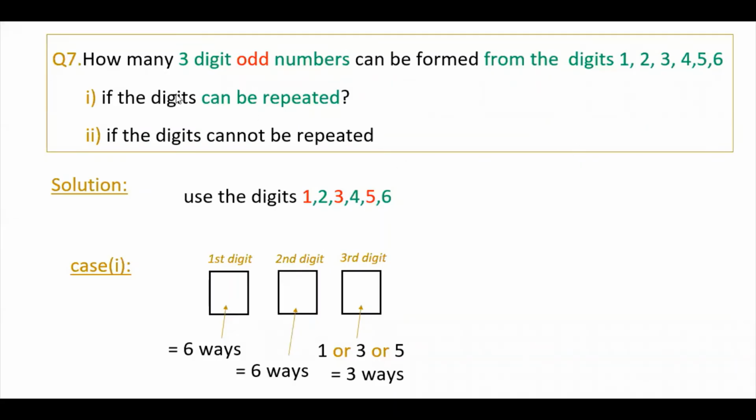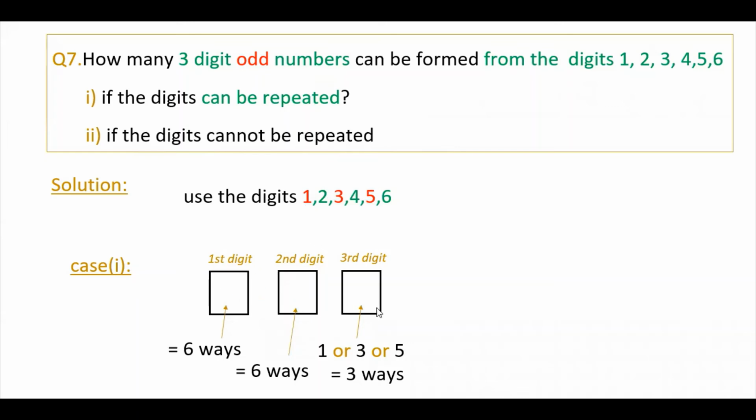This is another type of problem. How many 3-digit odd numbers can be formed from the digits 1, 2, 3, 4, 5, 6 if the digits can be repeated? And second one, if the digits cannot be repeated. So the first condition is 3-digit odd numbers we have to form using the digits 1, 2, 3, 4, 5, 6. And the first condition is if the digits can be repeated.